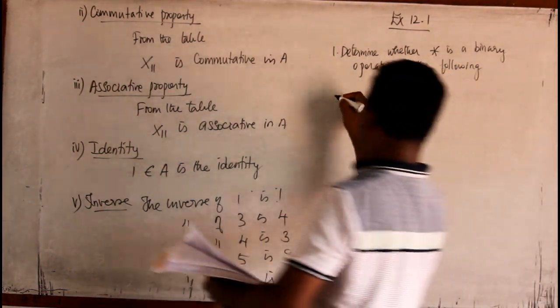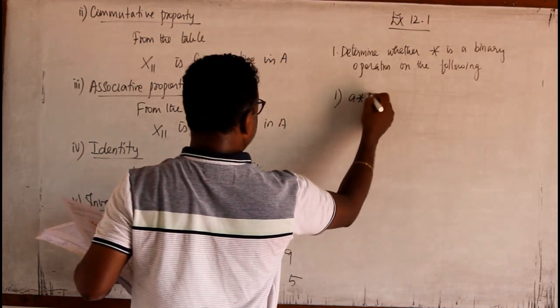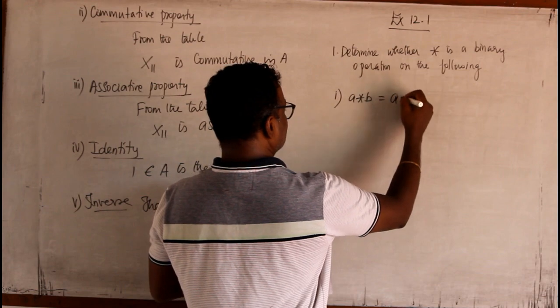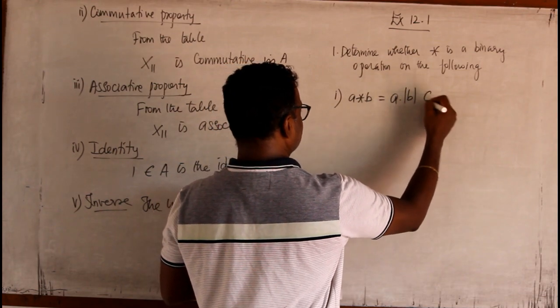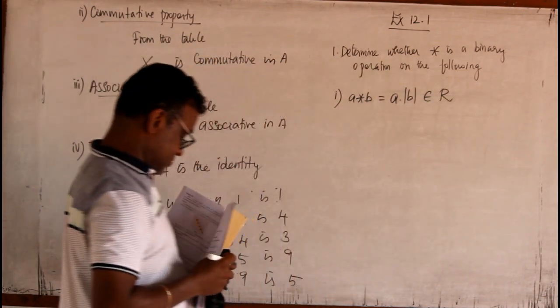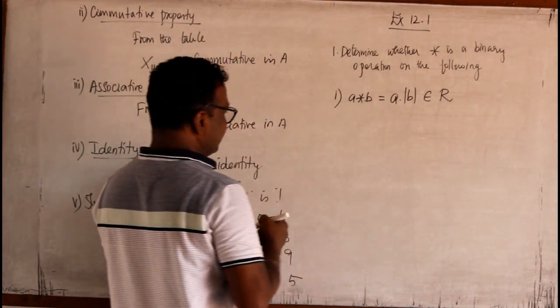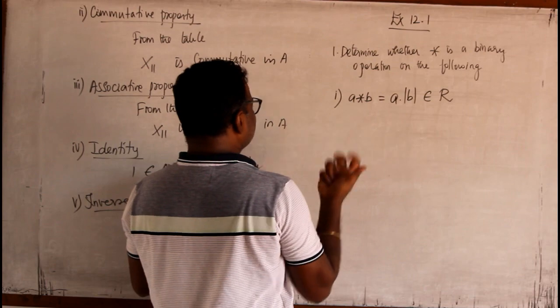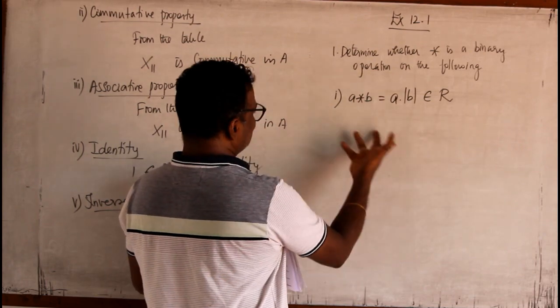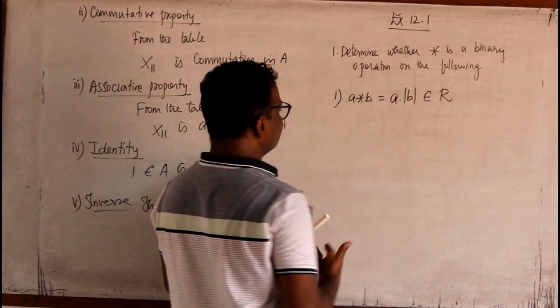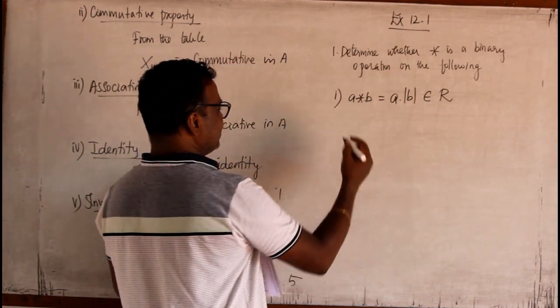First one, A star B equal to A into modulus of B, belongs to R. I must check whether this is a binary operation. That means I must take two elements from R and do the operation by this rule, and I must see whether the result is also in R. That's all. Now listen here.